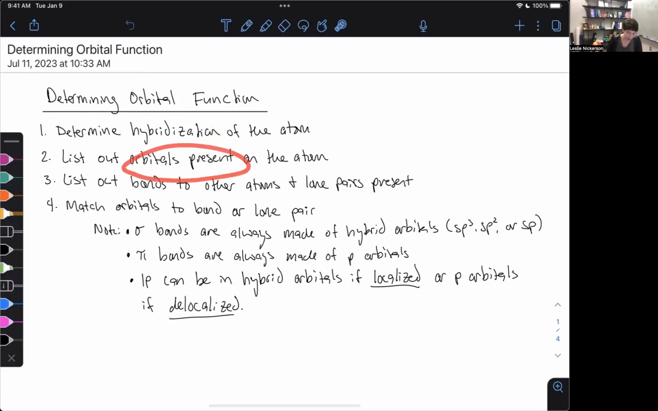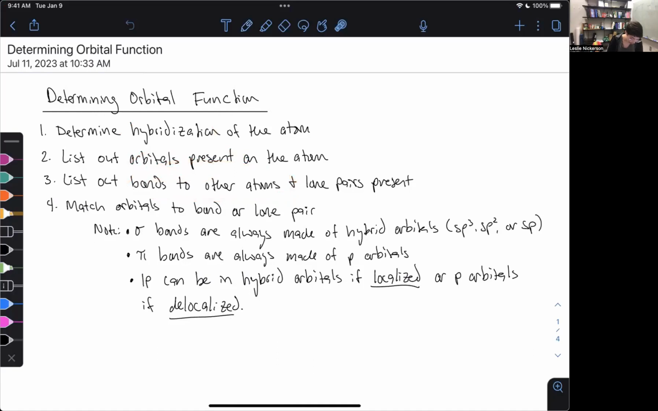So then we list out the orbitals that are present. Then we make another list of what bonds we have to any other atom, and what lone pairs are present. So if it's an oxygen, does it have 2 lone pairs and 2 bonds? Does it have a pi bond on it? We would want to know what kind of bonds and if we have lone pairs present.